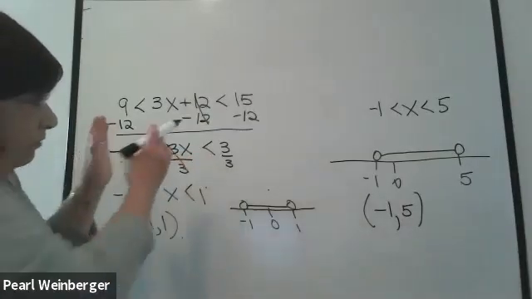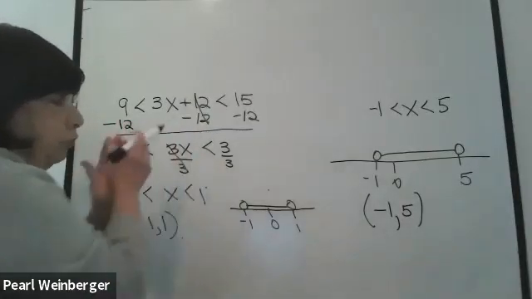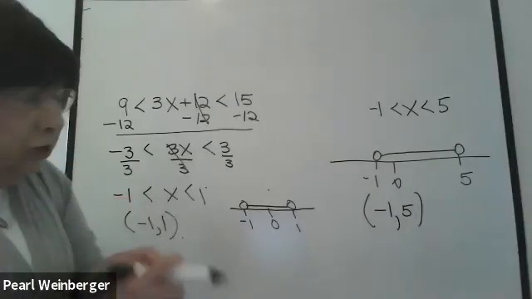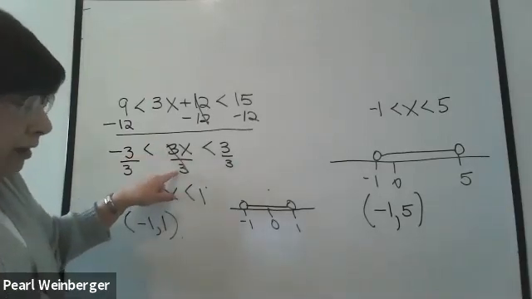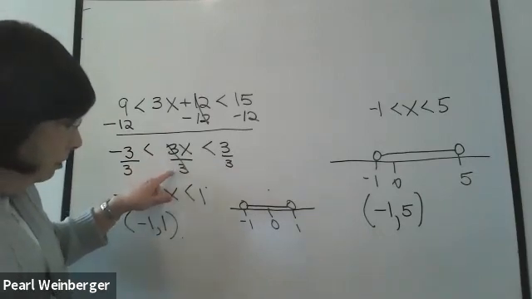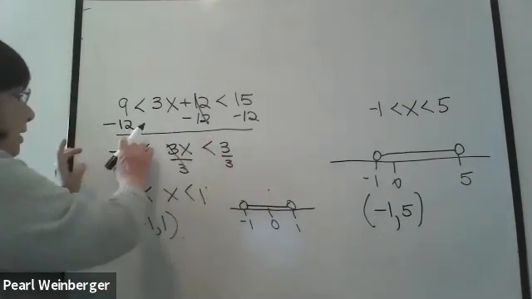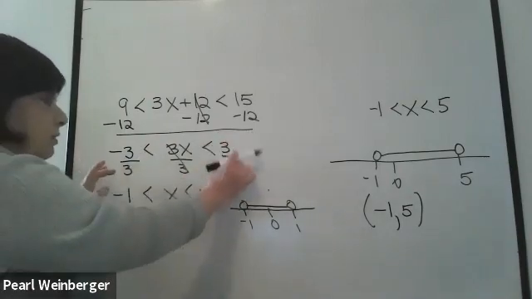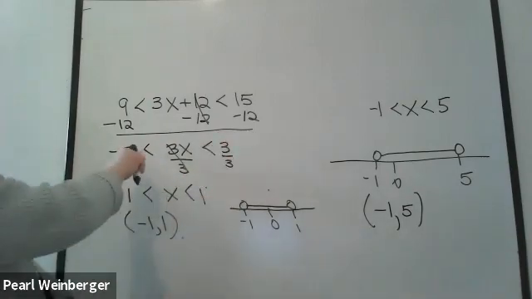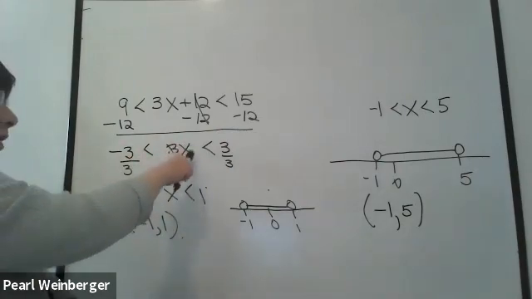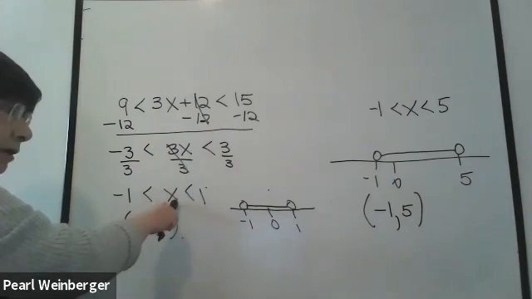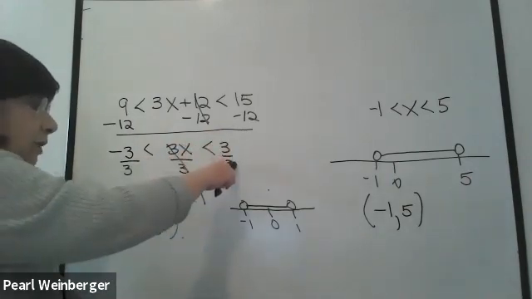Yes. Okay. So now, again, I focused, what am I left with in the middle? I have a 3x. What do I want to be left with in the middle? I want to be left with plain x. So in order to get x alone, I have to divide by 3. Whatever I do in the middle, I have to do at either end. So I have to divide this by 3 and this by 3. Negative 3 divided by 3 gives me negative 1. 3x divided by 3 gives me plain x. And 3 divided by 3 is 1.